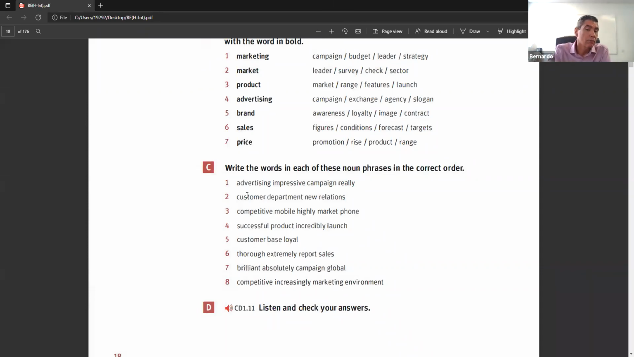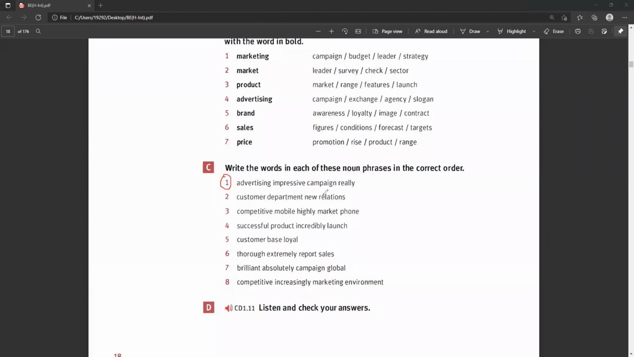So number one: advertising, impressive, campaign, really. How would you correct that order? What would go first? Really. Okay, that's an adverb. One. Impressive, nice, that's the adjective, right? Correct. Advertising, and campaign. So impressive, this would be three.